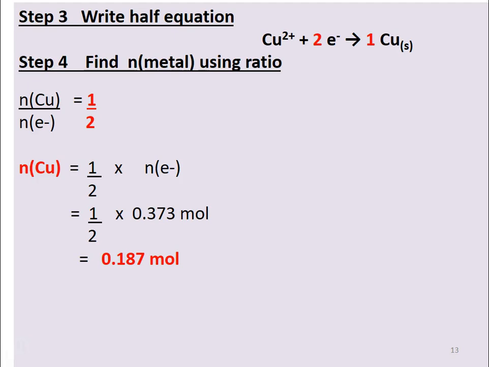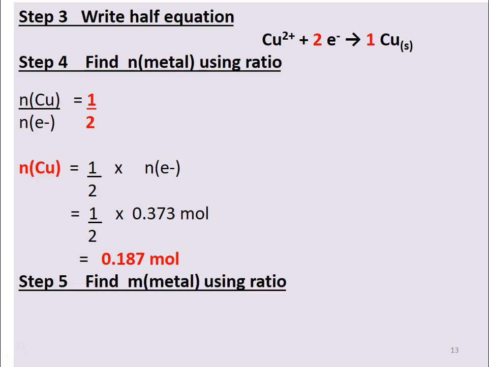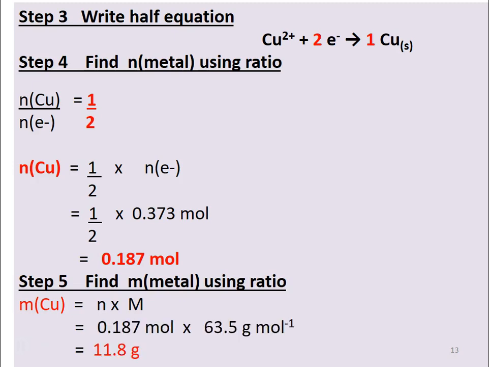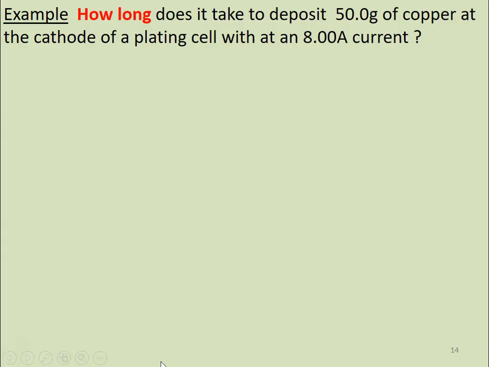So the number of moles of copper that you're making is 0.187. So the last step, to find the mass, you just use this equation, and you've got 11.8 grams. So if you're given the current and time, you can work out the mass of copper.